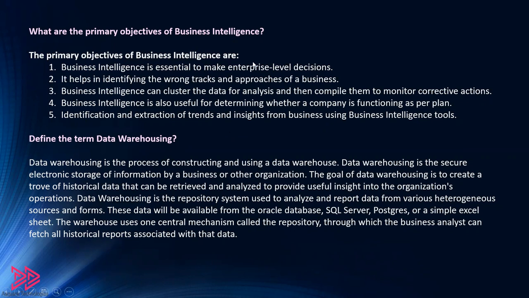The primary objectives of business intelligence are obviously to check if the company is running as per the particular plan which they have already made. Then it is essential to make enterprise level decisions to identify the wrong tracks and approaches of a business. Business intelligence can cluster the data for analysis and compile them to monitor corrective actions, extraction of trends and insights from business using business intelligence tools. These are the different primary objectives of business intelligence. Also, remember to include all the different keywords while responding to a question during an interview.